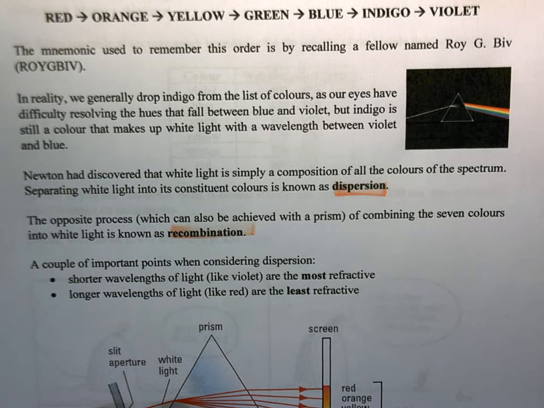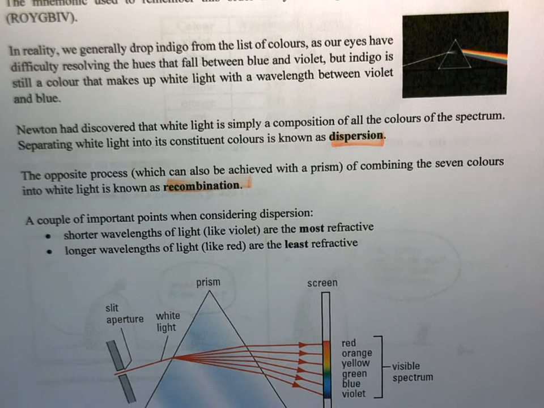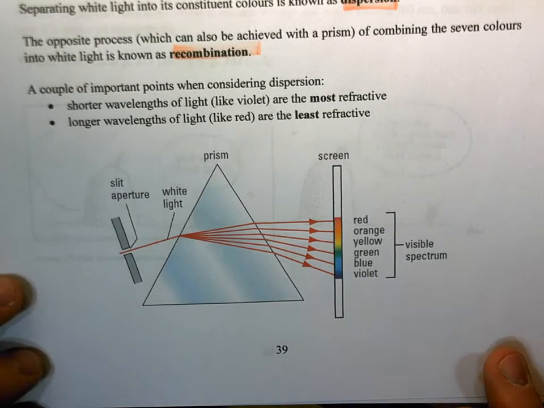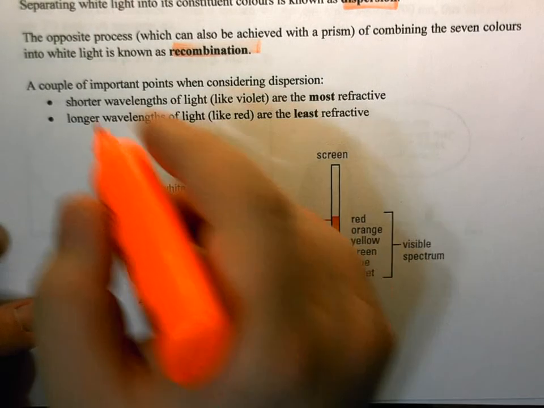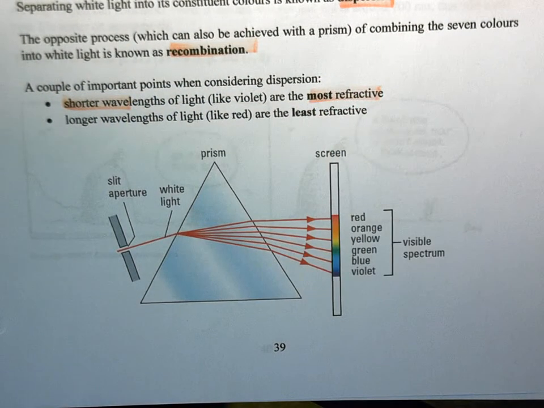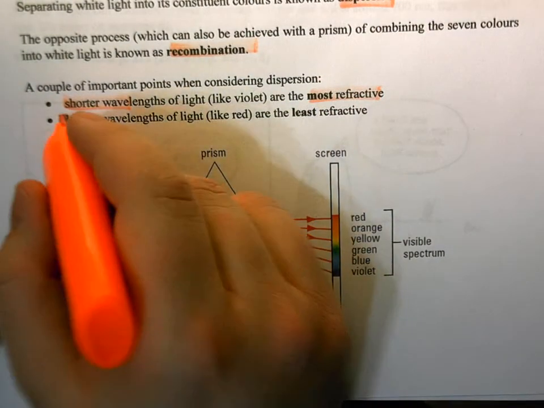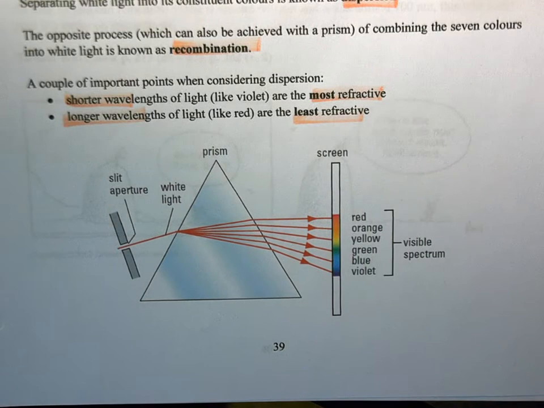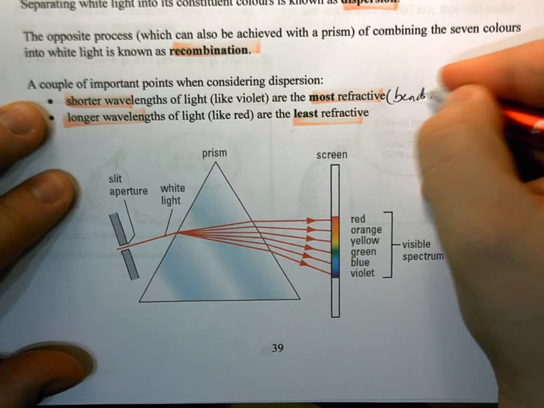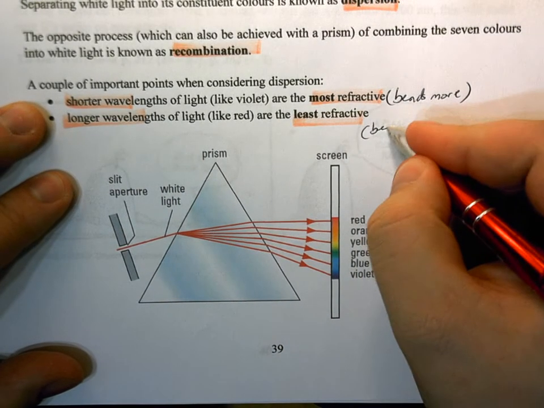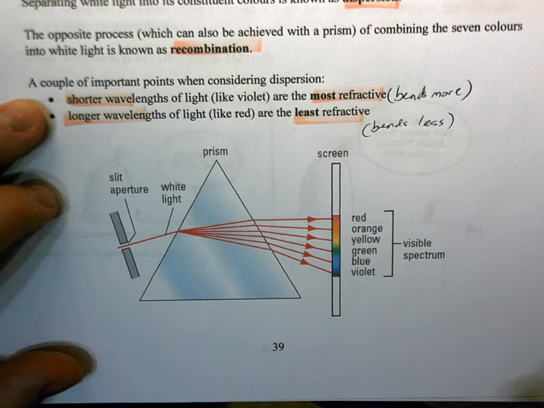So when we're talking about dispersion of light, there are a couple of important points. This is one of the things Pink Floyd got right with their album cover. What we've noted is that shorter wavelengths of light, like violet for example, tend to be the most refractive, whereas longer wavelengths tend to be the least refractive. So when we say most refractive, we're going to say it bends more. And when we say least refractive, we're just going to say it bends less.